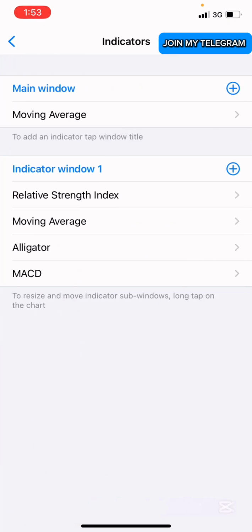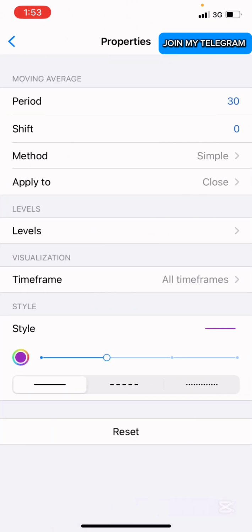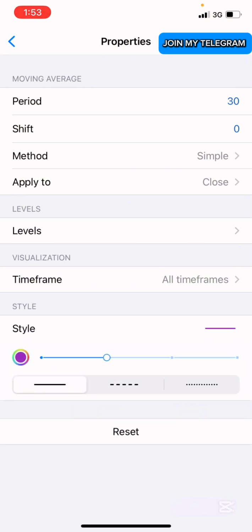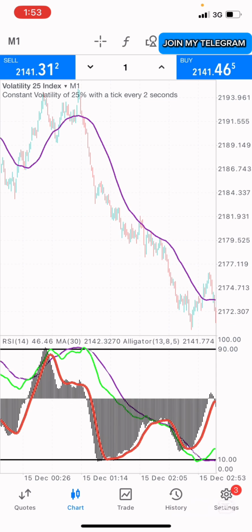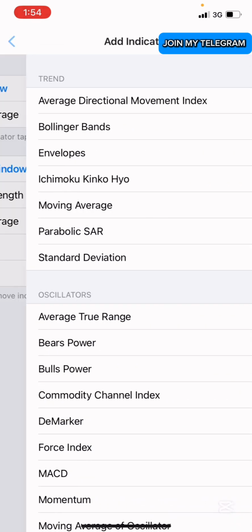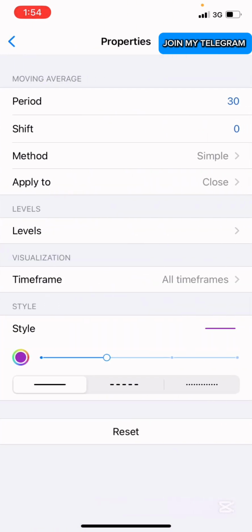All right, the third indicator is going to be the moving average. So for this moving average, you set the same parameters as the moving average on the main window, which is period 30, shift 0. Method simple, you apply to close. The style is going to be purple with 2 pixels, which means you take this one to the second one right here. Then you put the straight line pattern here. This first one, you click on done. You want to make sure that the parameters for the moving average on indicator window 1 are the same as the main window. Okay, period 30.